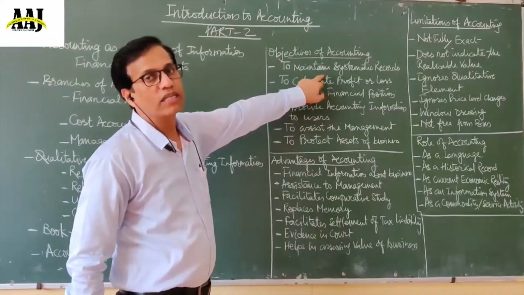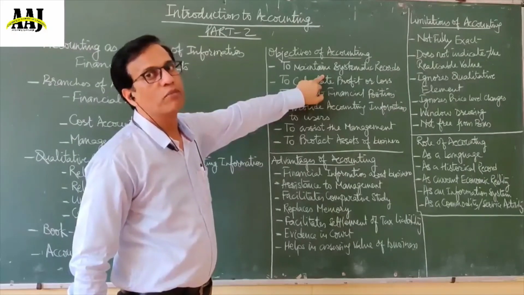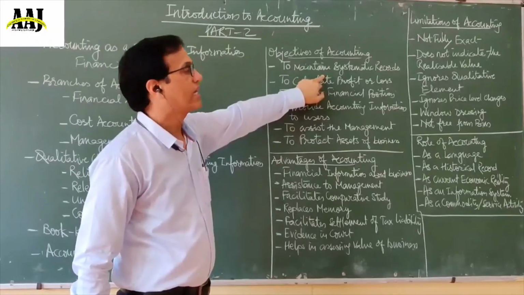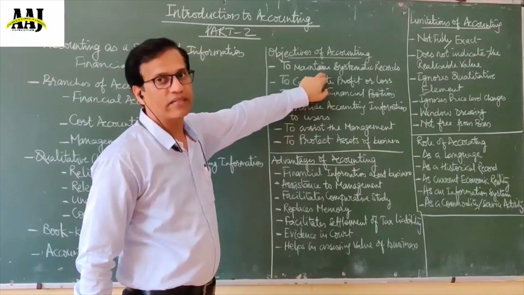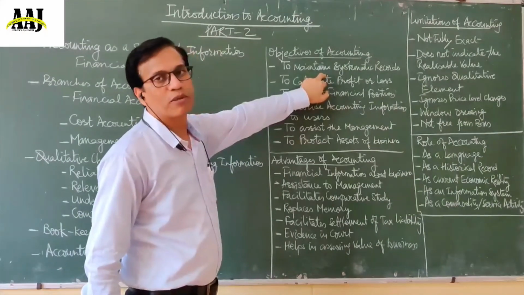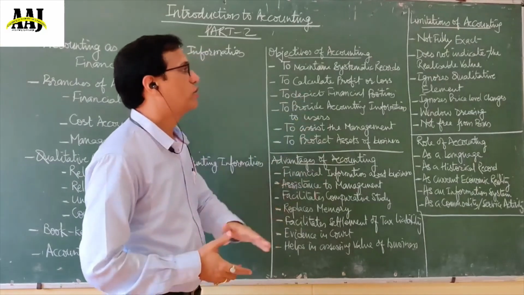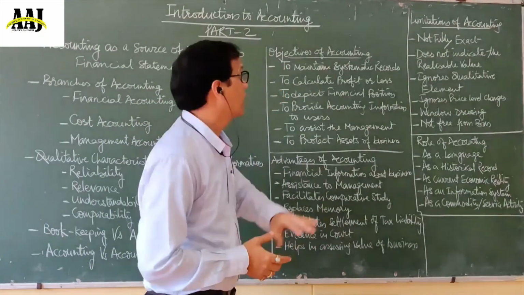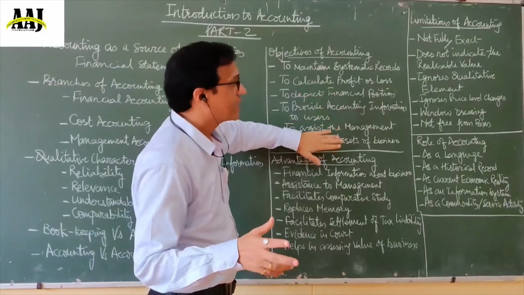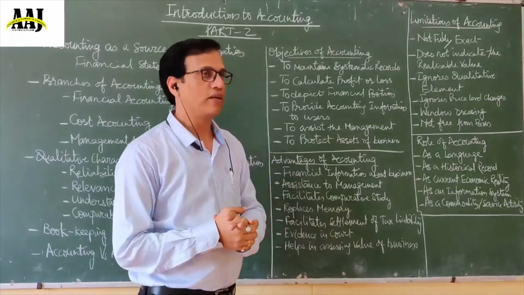That means accounting is done in order to maintain proper books of accounts so that all the financial transactions can be recorded date-wise at their proper place. And for this purpose, various books are maintained. Then comes to calculate profit and loss. And why is this done? It is done so that the necessary steps of the other objectives can be fulfilled.